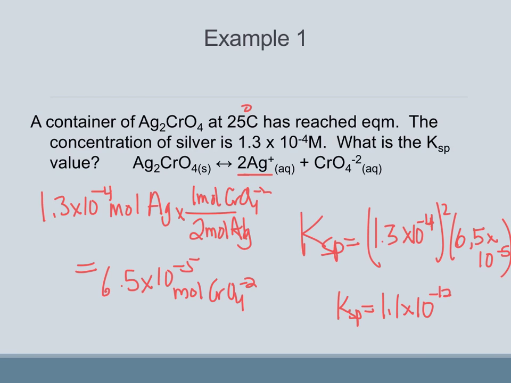That value tells me, because it's so small, that I don't have much silver chromate dissolving. In fact, I have very little. So I could comment on how the solubility of silver chromate is very small, and that not much of it becomes ionized.